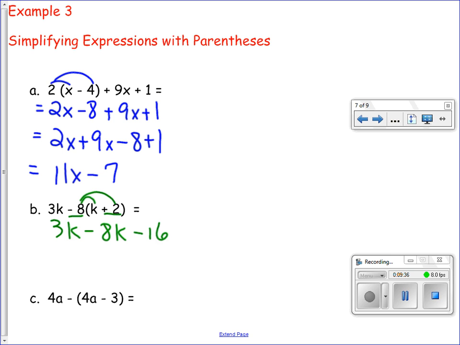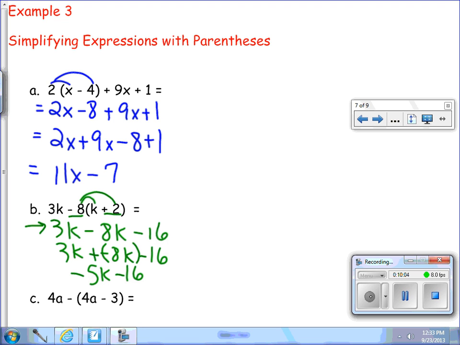If this helps you, you can do this. Add the opposite. Otherwise, you can do it in your head. It's negative 5k minus 16. You don't have to do that second step if you can notice and simplify it from that. But if you need to change it to a sum right now to help you, you can.